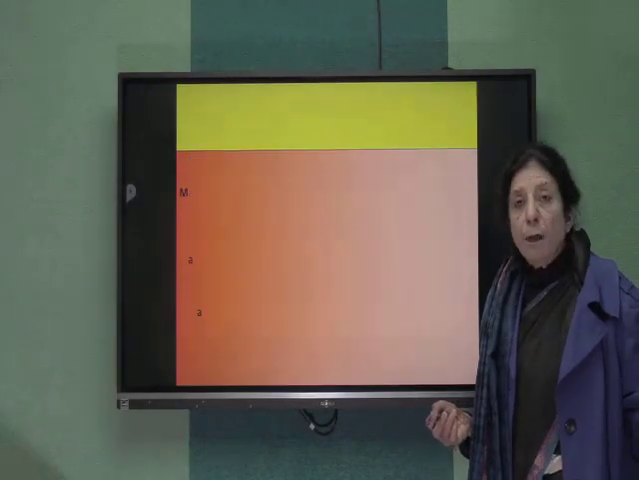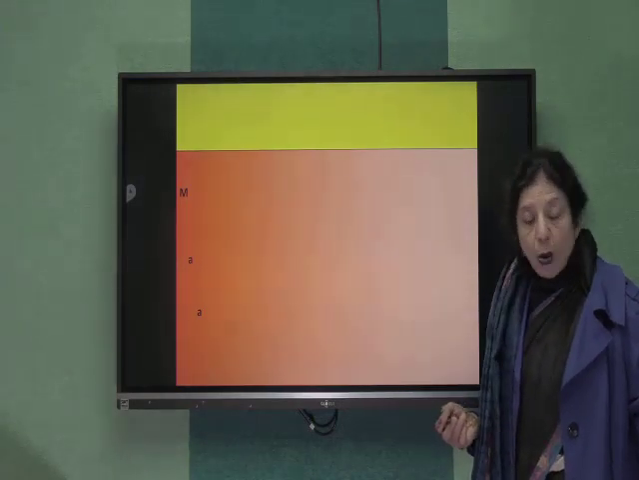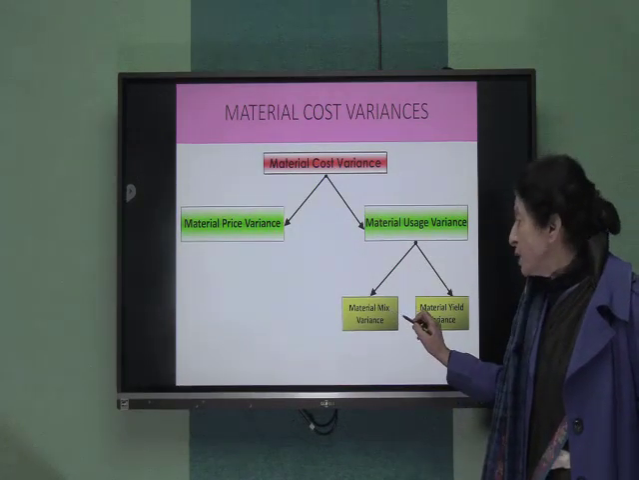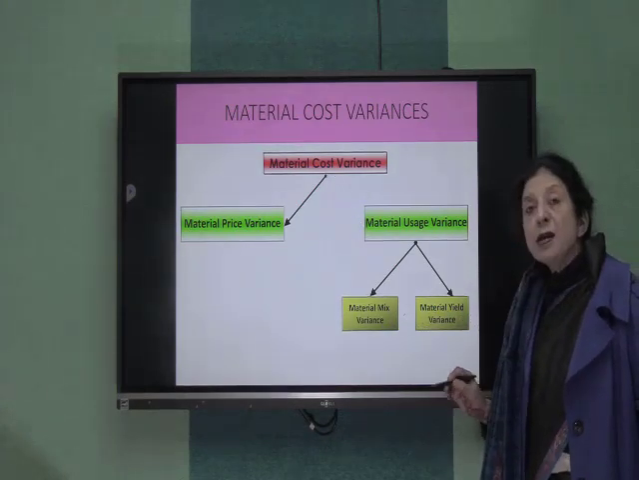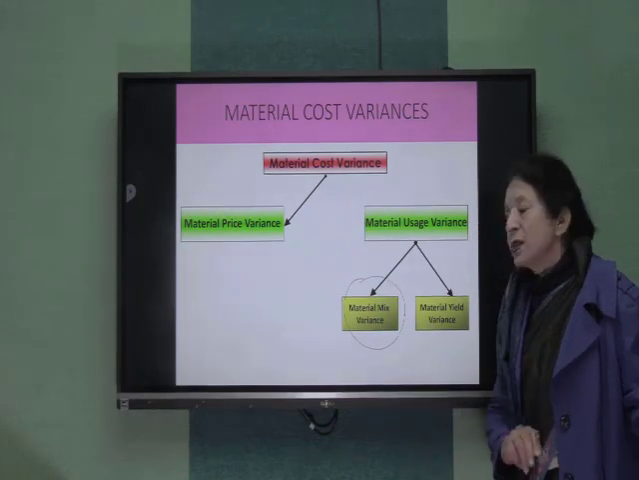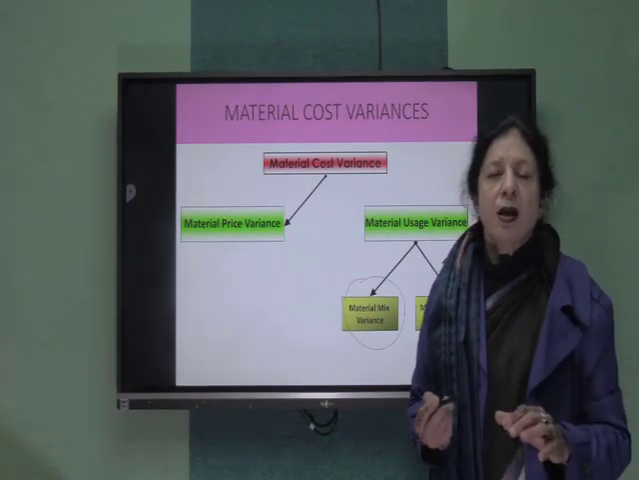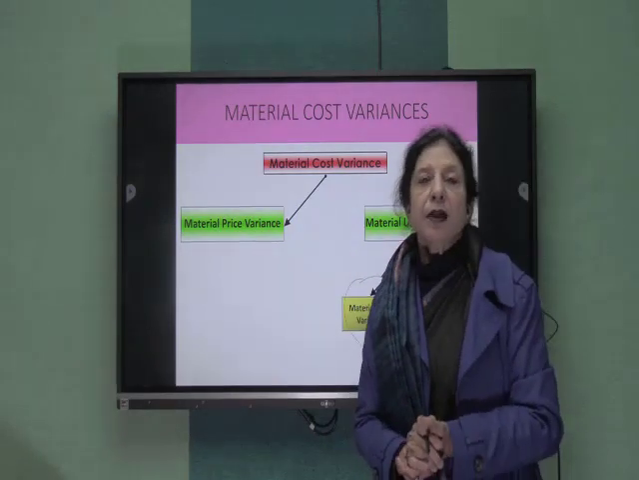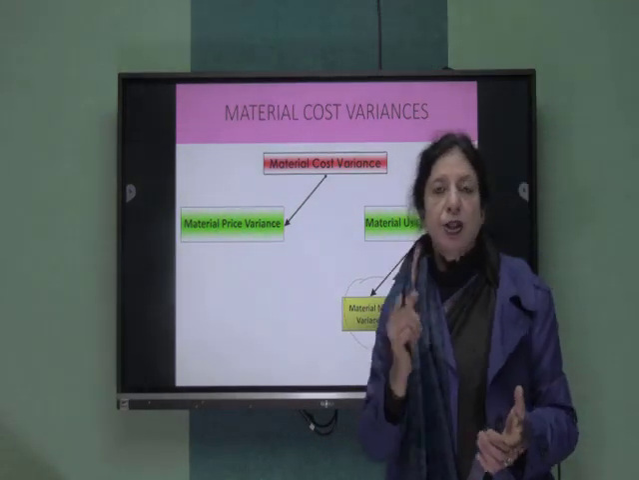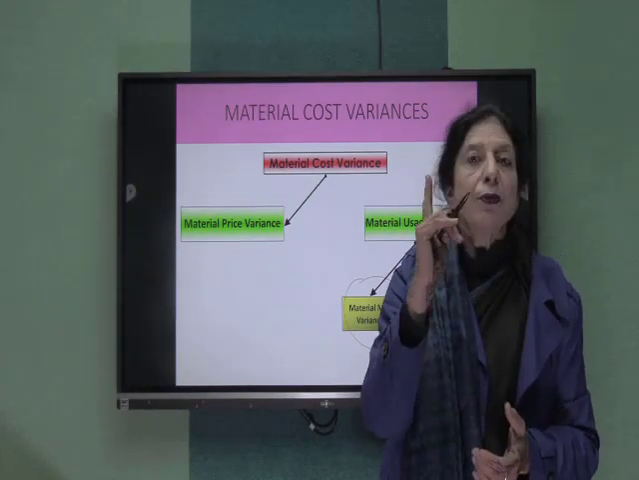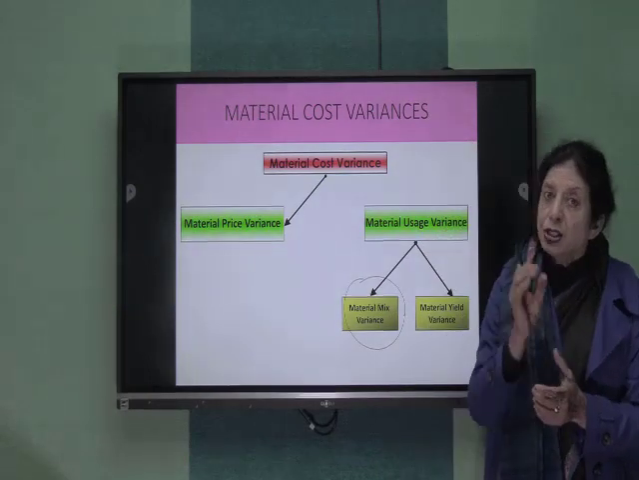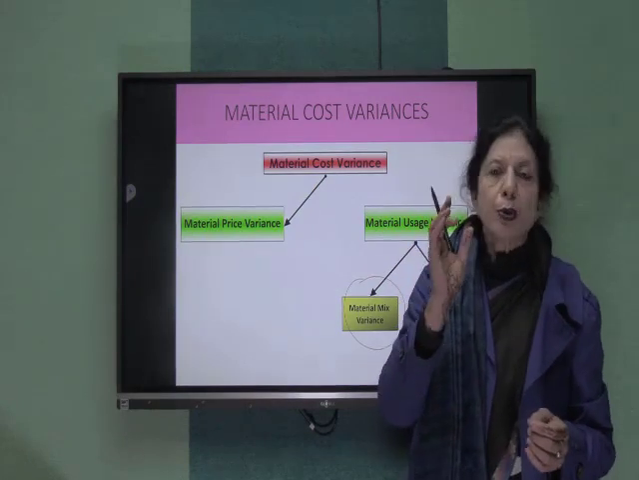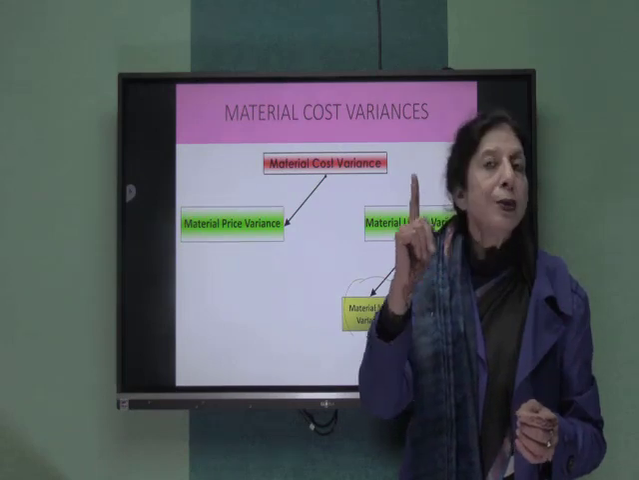Fine. Now, the material usage variance, or the quantity variance, can be divided further into two categories. One is the material mix variance and another is the material yield variance. If I take the mix variance first, try to understand what it means. It's not necessary that we need only 1 unit of input for 1 unit of output. It might be possible that I need A raw material, B raw material, and C raw material for 1 unit of output. Now, according to the standards, suppose I have to use 5 units of A, 3 units of B, and 2 units of C for the production of 1 unit of output.